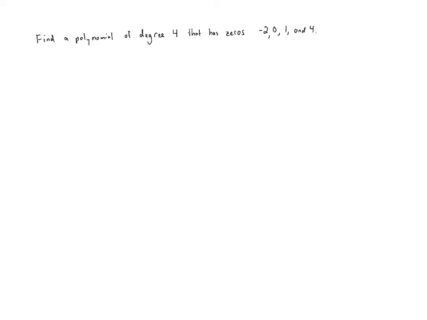So what this means is here x minus 4 needs to be a factor. Here x minus 1 needs to be a factor. Here x minus 0, or just x, needs to be a factor. And here x minus -2, which is the same as x plus 2, needs to be a factor. And so one example of a polynomial that's a 4th degree, because we've got 4 linear factors, that has these as its zeros is going to be this.